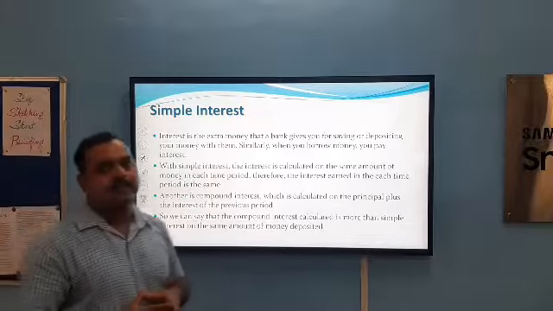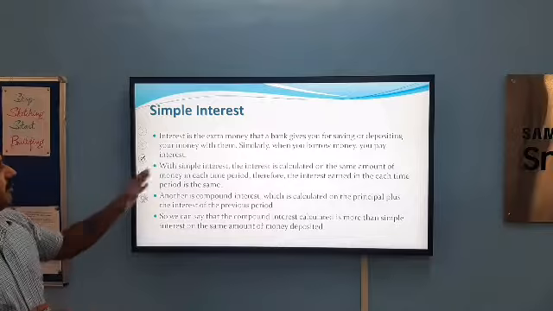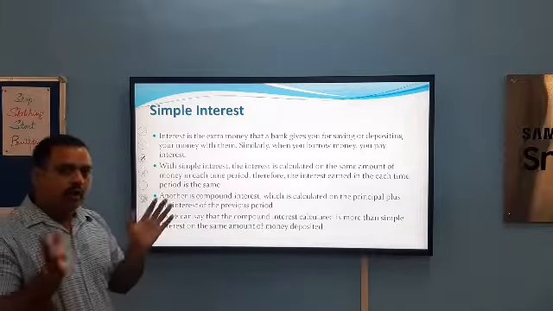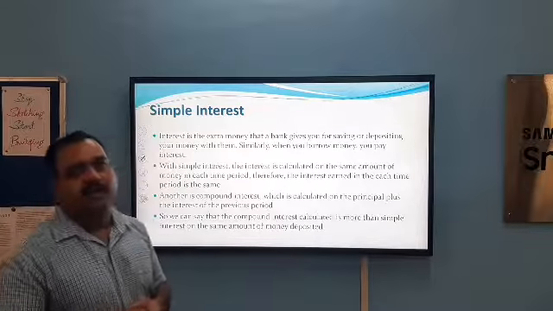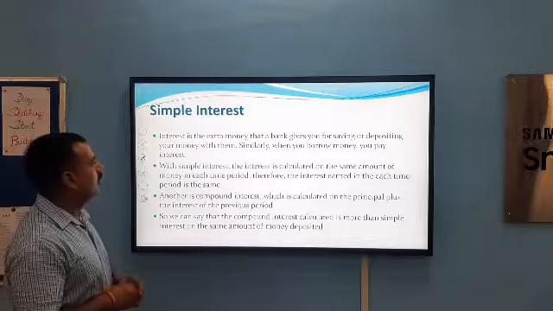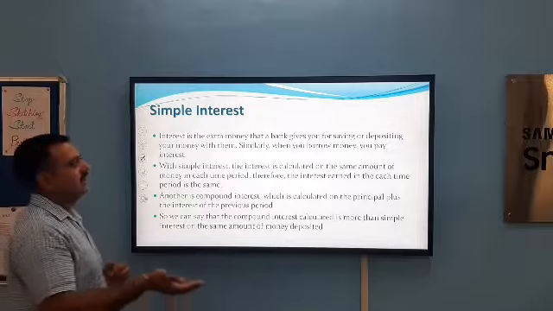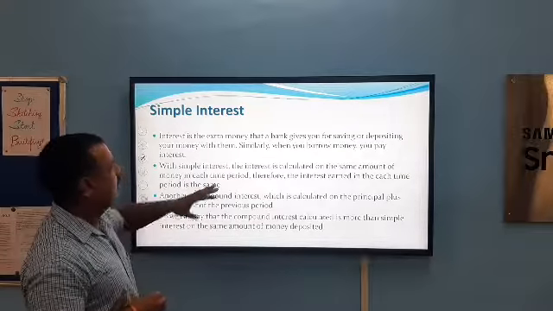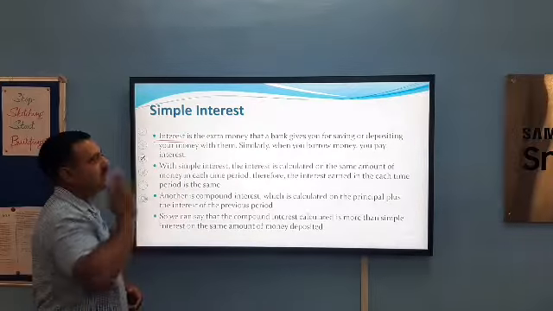Now the next topic is simple interest. Interest is the extra money that a bank gives to you for saving or depositing your money with them. We all know that we deposit money to the bank, and when we need money, we take money out from our savings account. So if we deposit our money to the bank, then the bank gives us some extra money for saving or depositing our money. This extra money is known as interest.